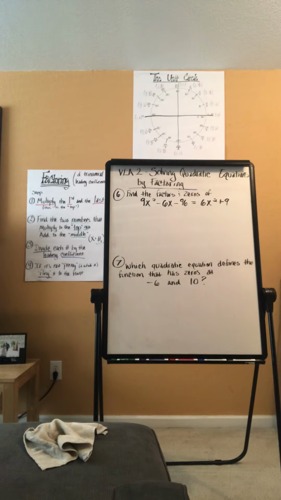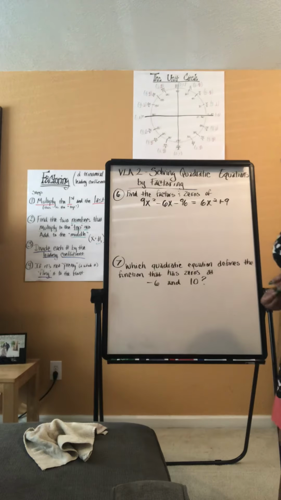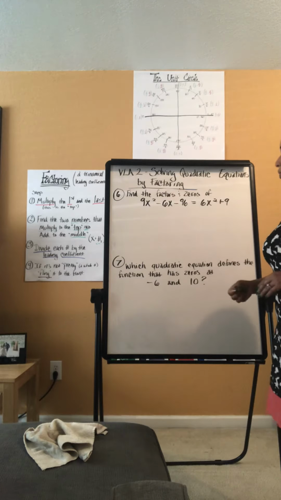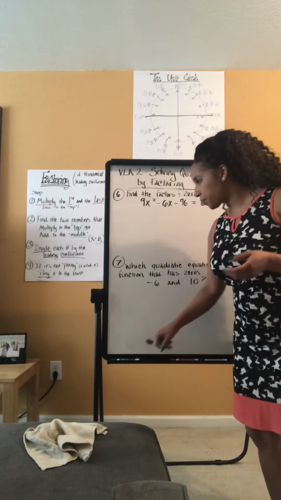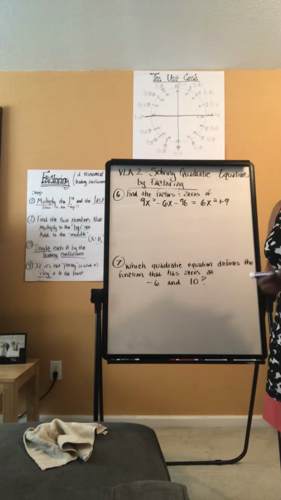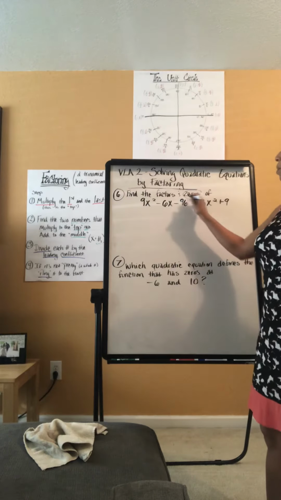All right, guys, questions 6 and 7. Find the factors and zeros of 9x squared minus 6x minus 96 equals 6x squared plus 9. Again, zeros are what we get when we solve for x. I want it to equal 0 if I'm going to find a 0.